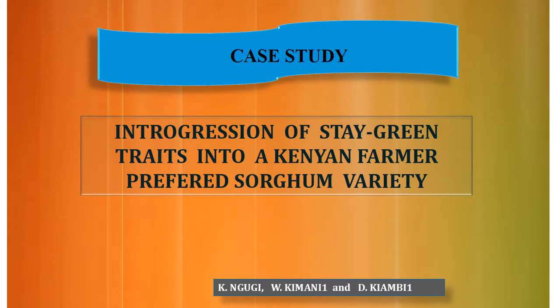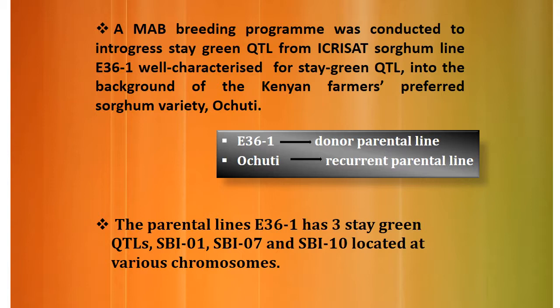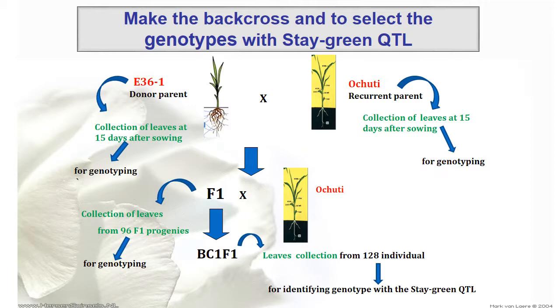Coming to different case studies: introgression of stay-green trait into a Kenyan farmer-preferred sorghum variety. In this, a study was conducted by ICRISAT scientists, where the parental line E36-1 has 3 stay-green QTLs, Sbi-1, Sbi-7 and Sbi-10, located on various chromosomes. Here E36-1 is the donor parent and OCHUT is the recurrent parent line. This is the overall procedure of how they transferred the successful QTLs into the plant.